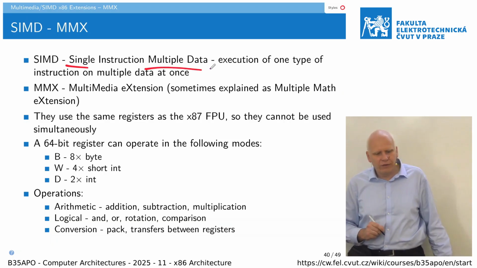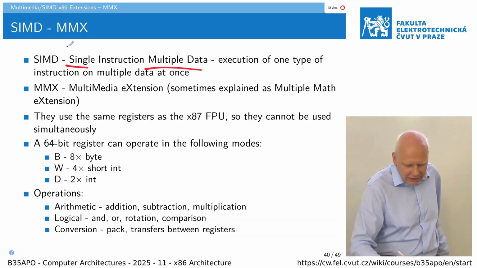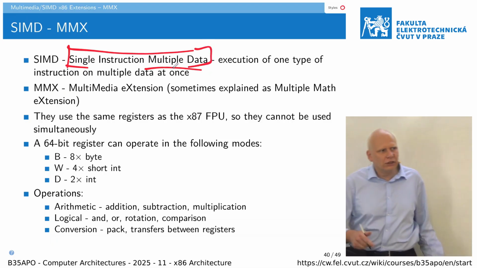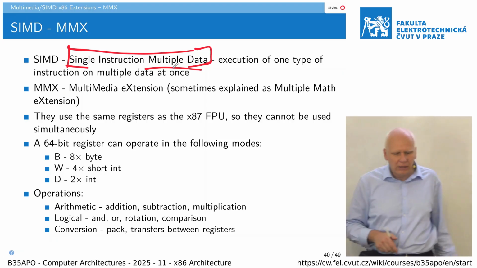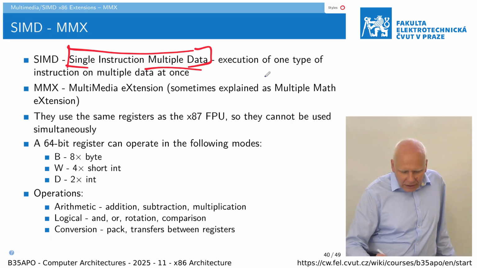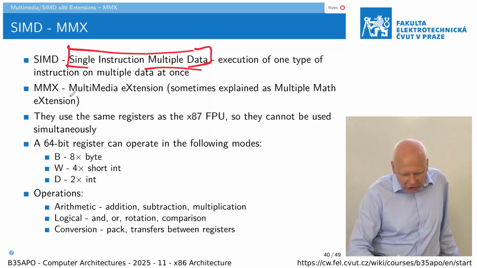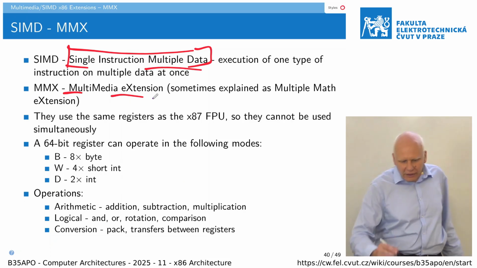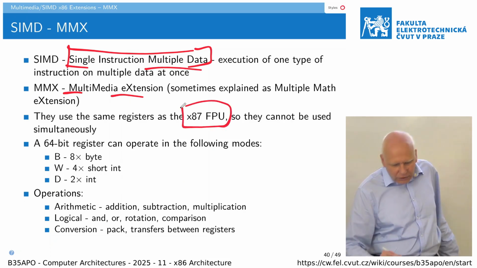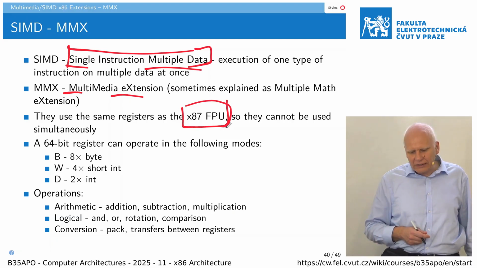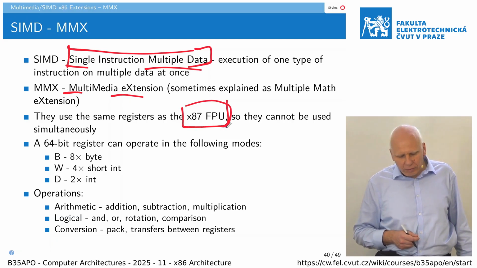This is again for the exam. You should know that there exists some set of instructions where you have a single instruction which operates on multiple data with the same operation. And the initial version was multimedia extensions which reuse the x87, those 80-bit registers in the x87 floating point unit.